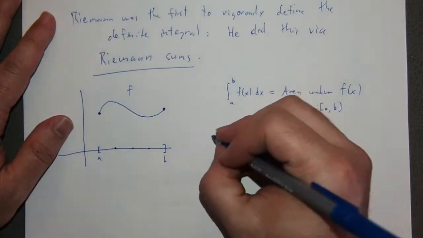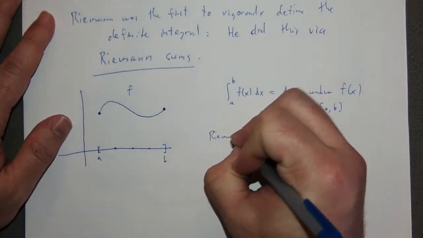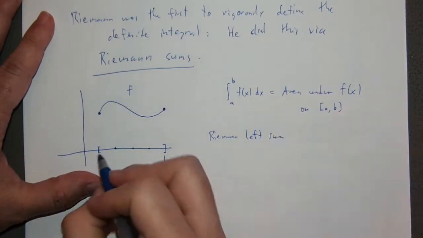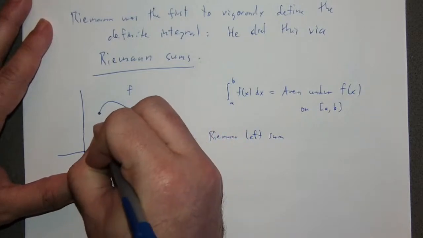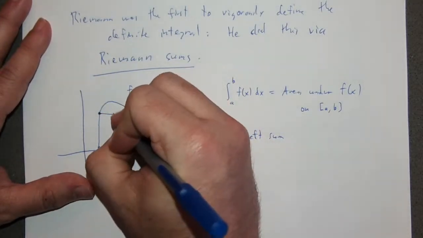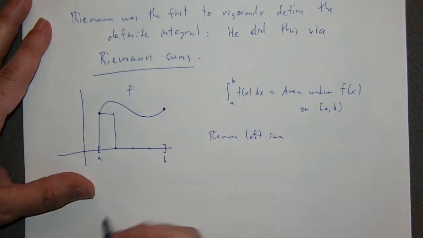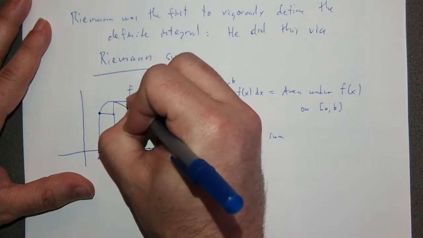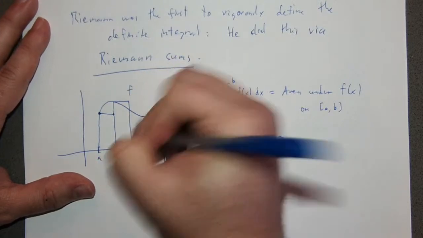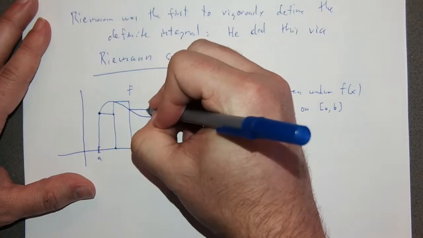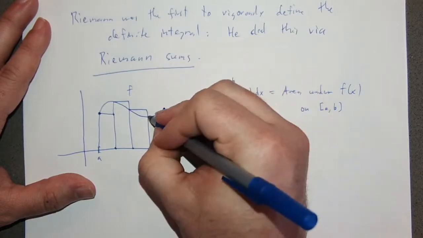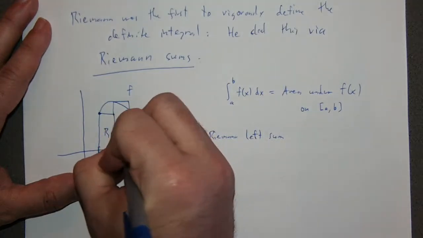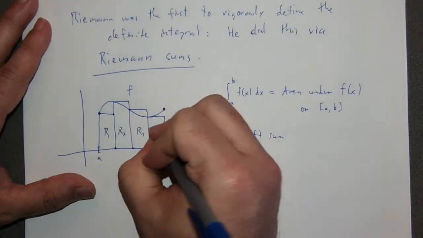So there is the Riemann left sum, which is where I take my rectangles as having height determined by the left vertex and where it touches the function. So for my next rectangle, it would look like this. My next one would look like this. And my last one would look like this. So I get four rectangles, right? R sub 1, R sub 2, R sub 3, and R sub 4.